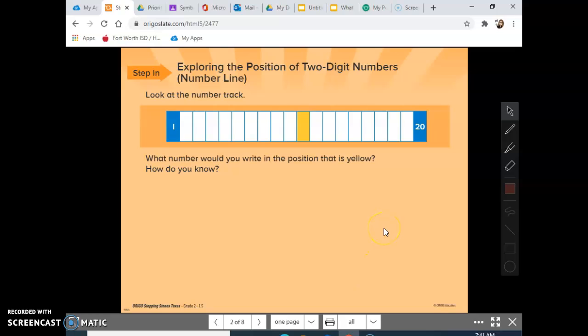All right, so when we filled in the number line, if we're noticing, the position that is yellow was the number that is in the middle between 1 and 20. The number that's in the middle was the number 10. So getting my pen tool out, the number 10 went in the middle. And we can prove that by filling in our number step. 1, 2, 3, 4, 5, 6, 7, 8, 9.